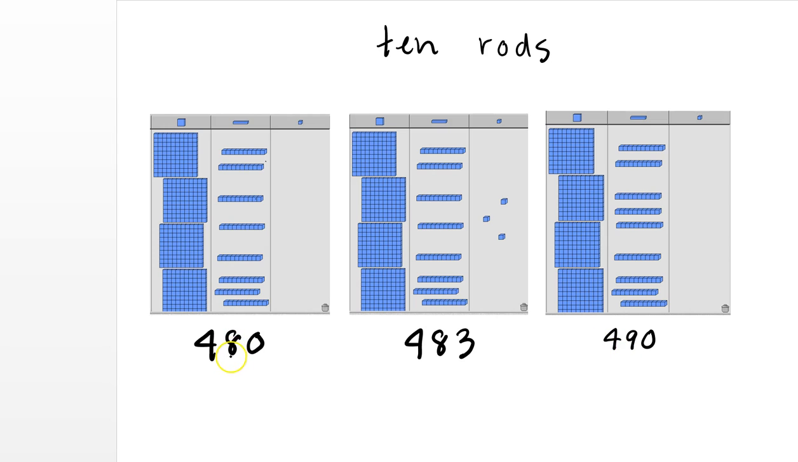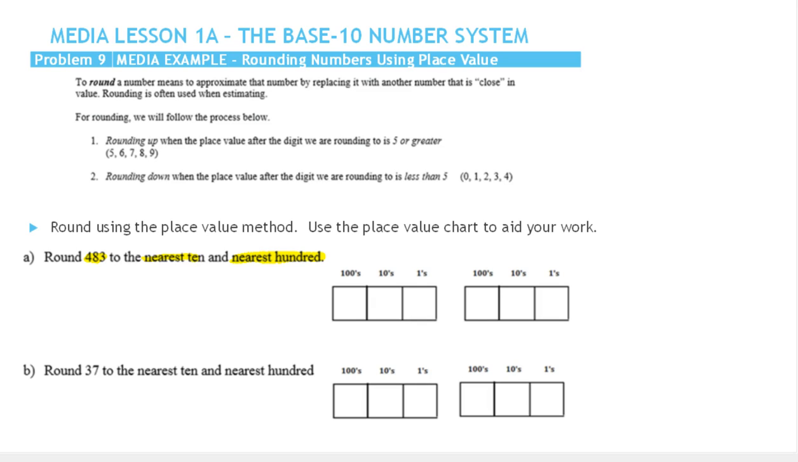So notice the rods or the tens place differ by 1. And what we want to determine is which one is closer. Are we going to round down to 480, or are we going to round up to 490? Well, in this case, you could see 483 is 3 away from 480 and 7 away from 490. So a better approximation, or a closer value, would be 480. So now let's go back to our chart, see how we do this.